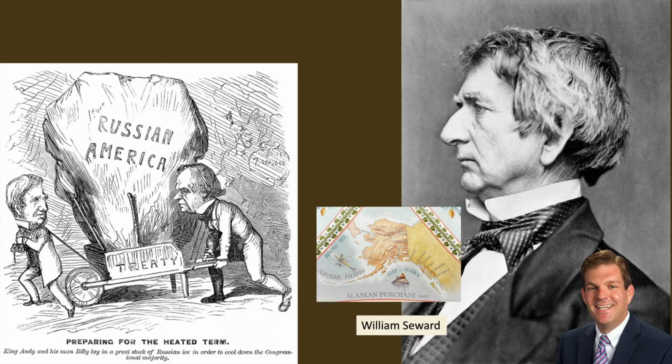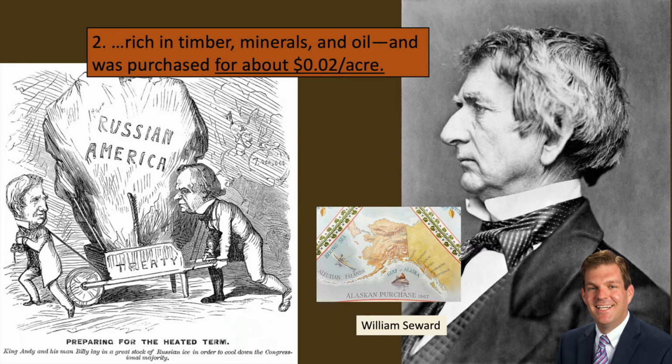Seward had trouble convincing the House to fund the purchase. It was unpopular. People didn't want to buy all that snow, but he arranged the purchase for $7.2 million. And he was mocked for it. People called it Seward's icebox or Seward's folly, but Alaska was and still is rich in timber, minerals, and oil, and became a really great purchase.